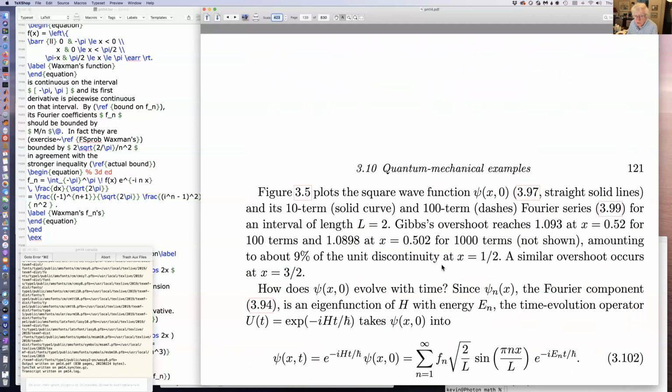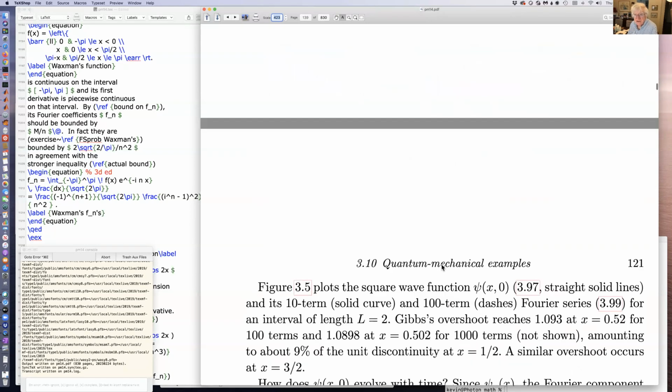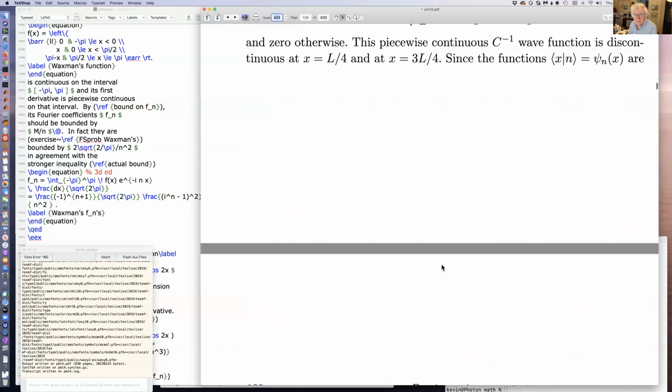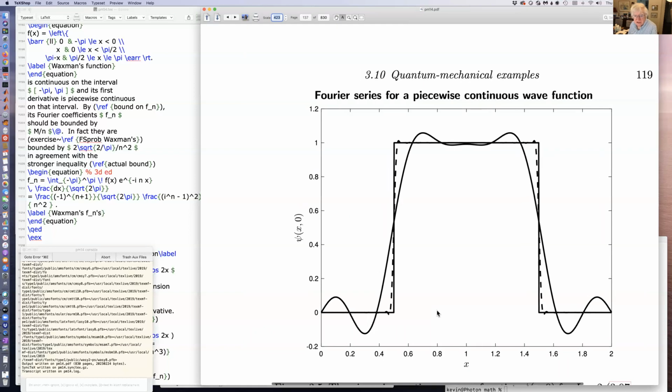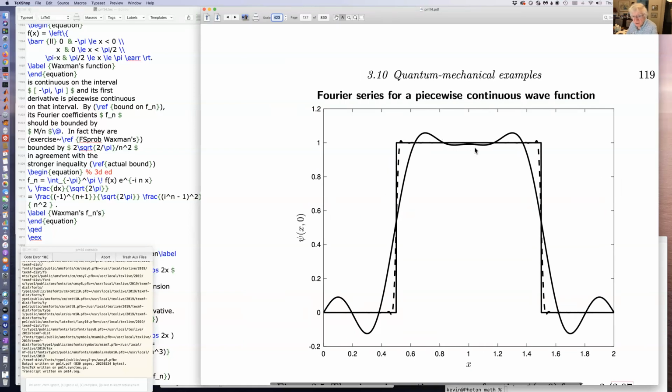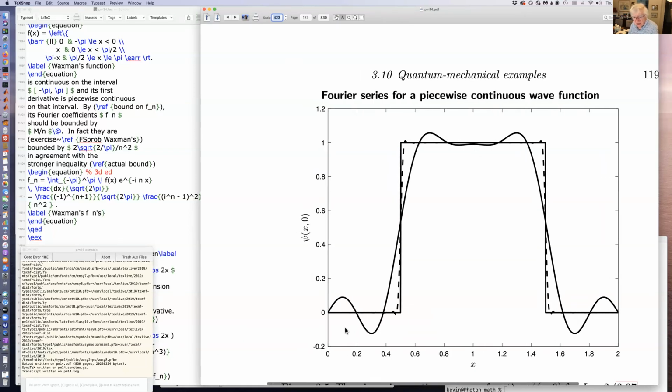So then what I did was I plotted 10-term and 100-term Fourier series for the interval. What we see here is that the 10-term is this one here, and the 100-term is a more accurate representation of the function, but the Gibbs overshoots still occur, but they're less in the 100-term case.